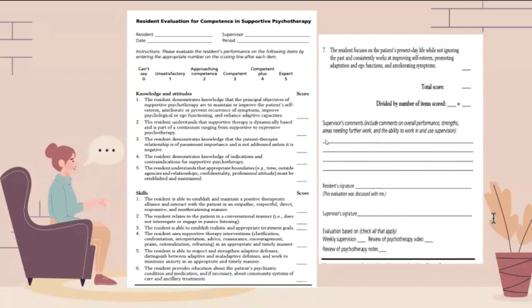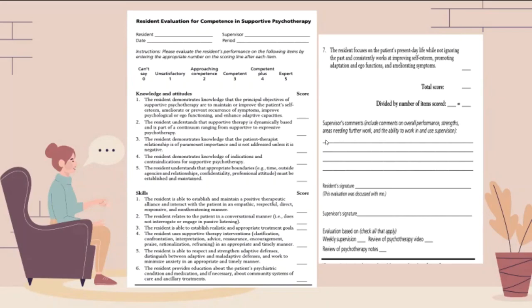So the advantages of this evaluation form is that it can be scored and that it also includes space for the supervisor's comments. The final score is calculated by dividing the total score by the number of questions scored. So an average score of 3 or better suggests that the resident has demonstrated competence in supportive psychotherapy.